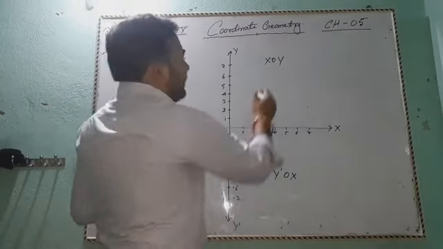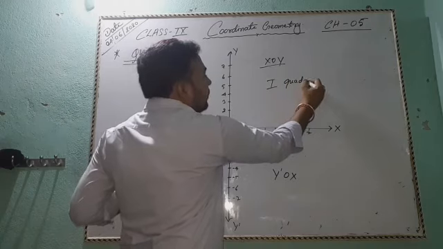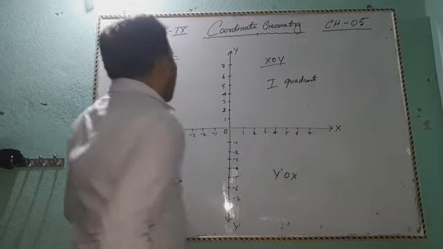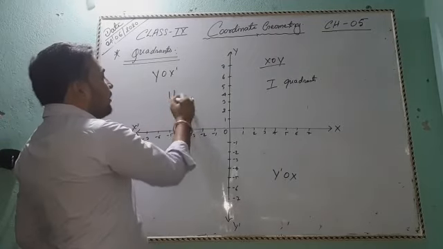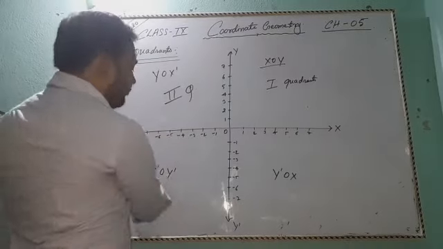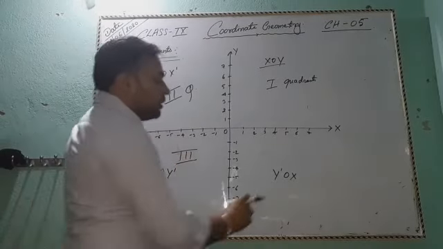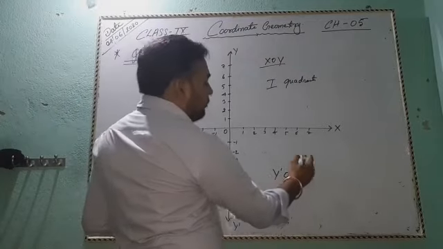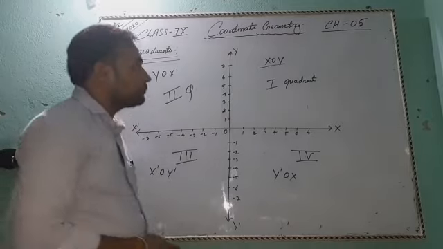X O Y is called the first quadrant, and Y O X dash is the second quadrant, and X dash O Y dash is the third quadrant, and Y dash O X is the fourth quadrant. Okay.